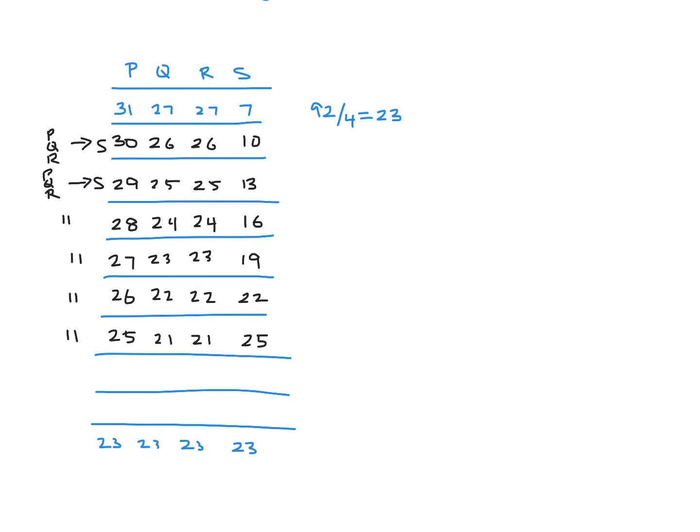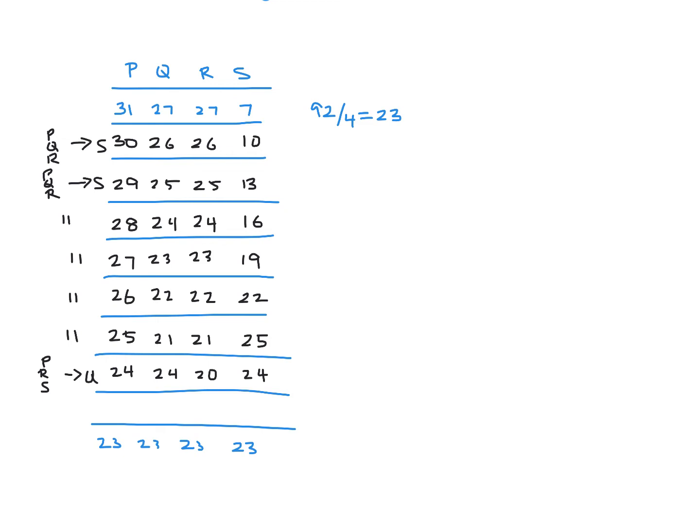Now we can concentrate on Q and R. So now we're going to put into Q from the other three, so from P, R, and S. So Q would go up by 3, to 24. This would go down to 20, 24, and 24.